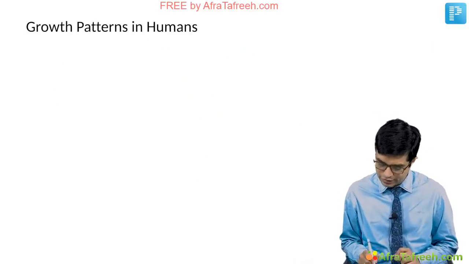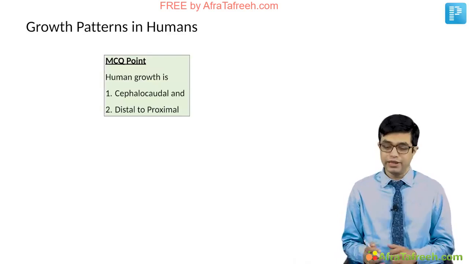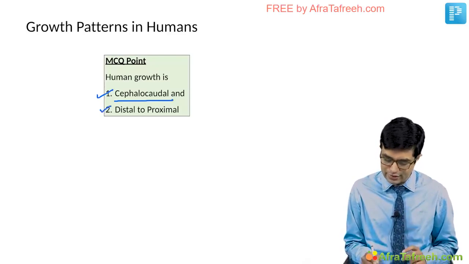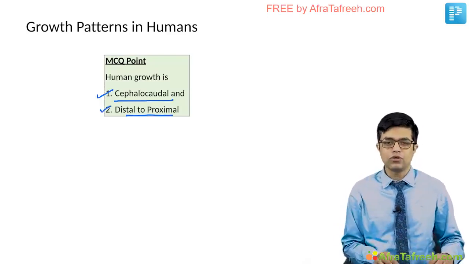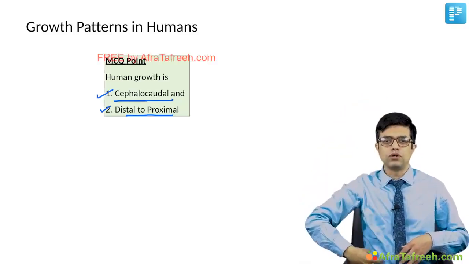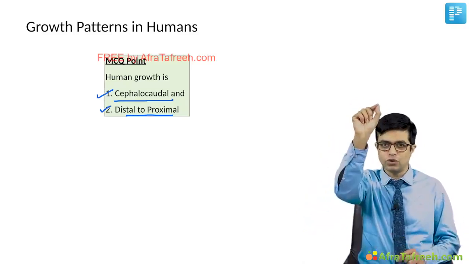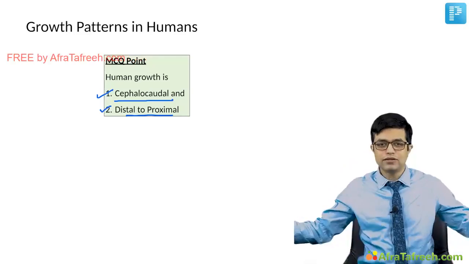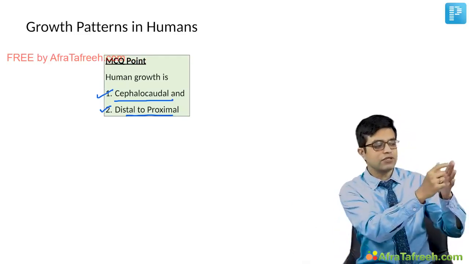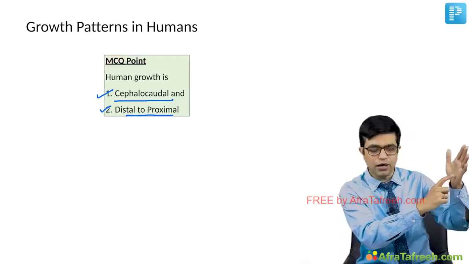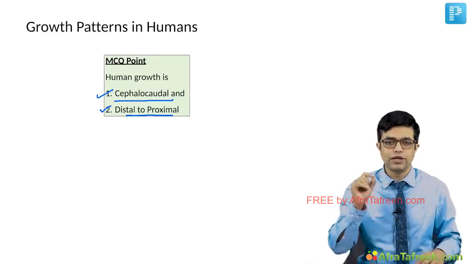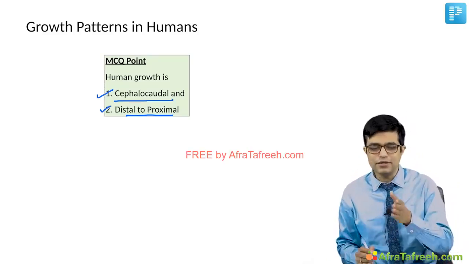Next we come to the growth patterns in case of human beings. Now it is a potential MCQ. Remember that growth pattern in human beings has 2 characteristics: number 1, cephalocaudal, and second, distal to proximal. What is cephalocaudal? Cephalo means head, caudal means the tail end. It proceeds from up to down. So in the central axis, the growth is from top to bottom, and in the extremities, the growth is distal to proximal. Distal to proximal means, first of all, the fingers elongate, then your palm, then your forearm, and then your arm. The same thing happens in the lower limbs as well. So the human growth is cephalocaudal and distal to proximal.